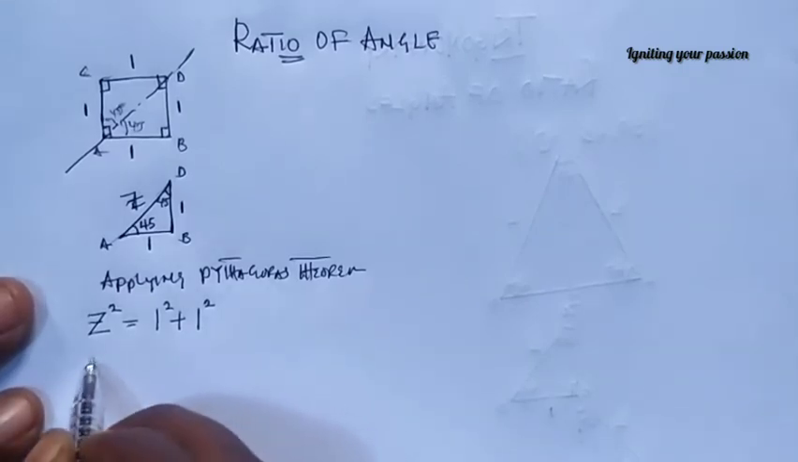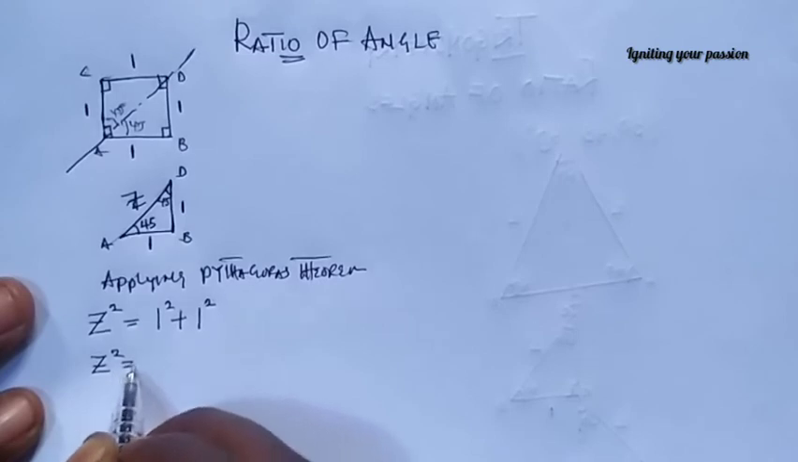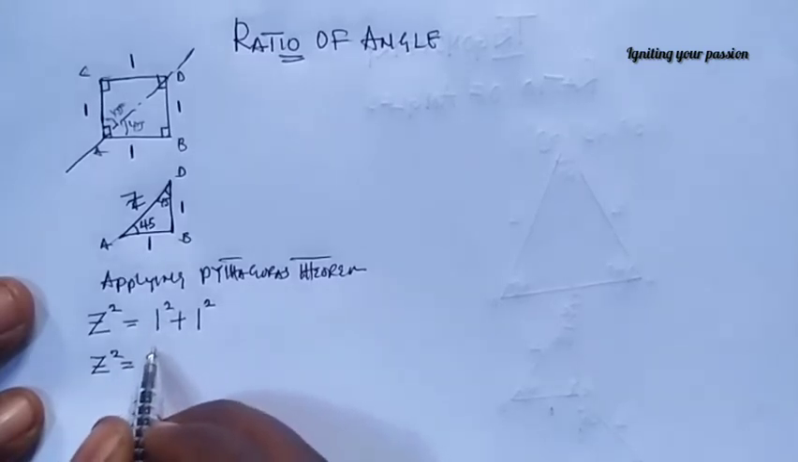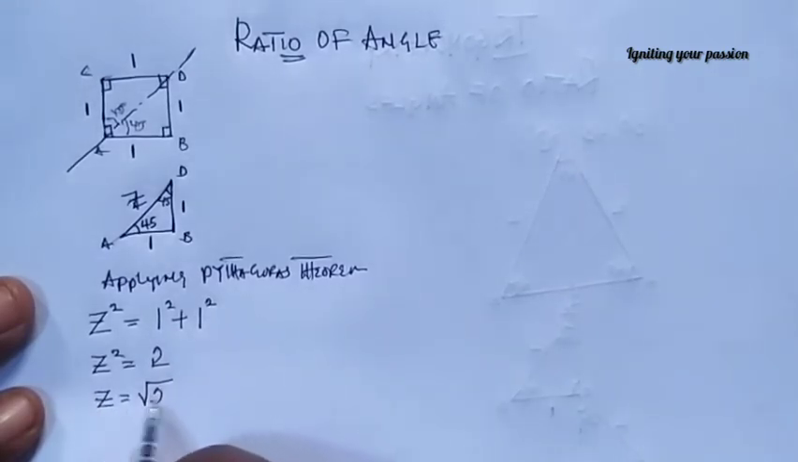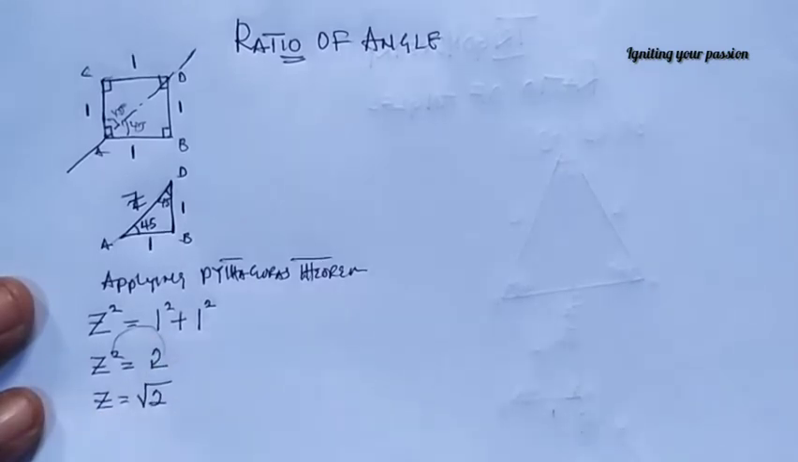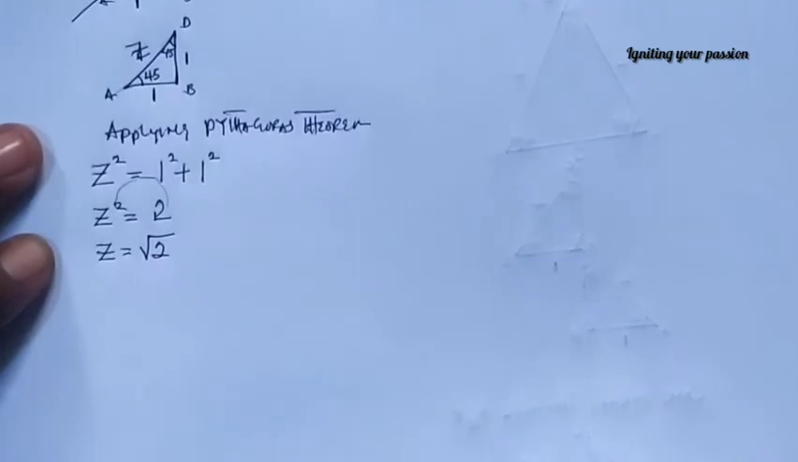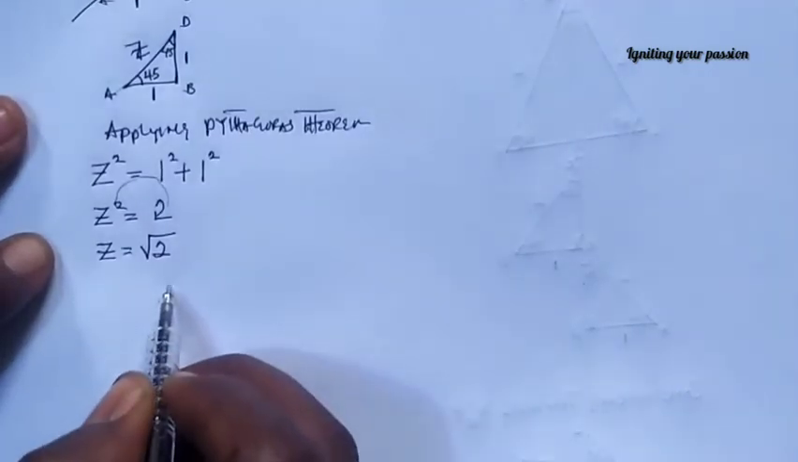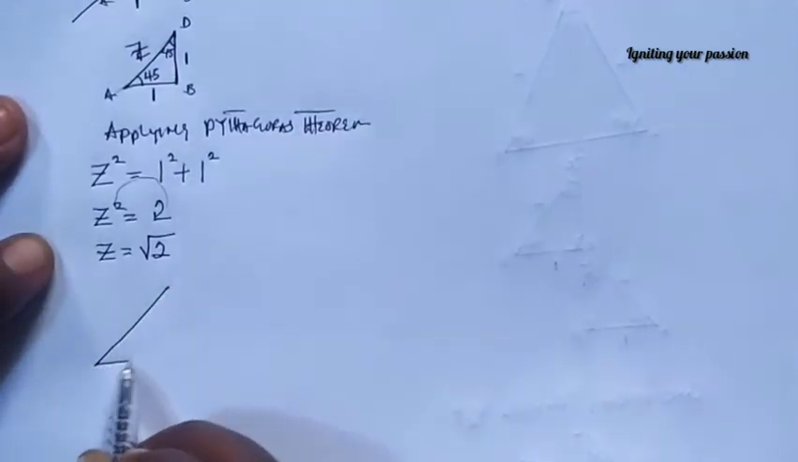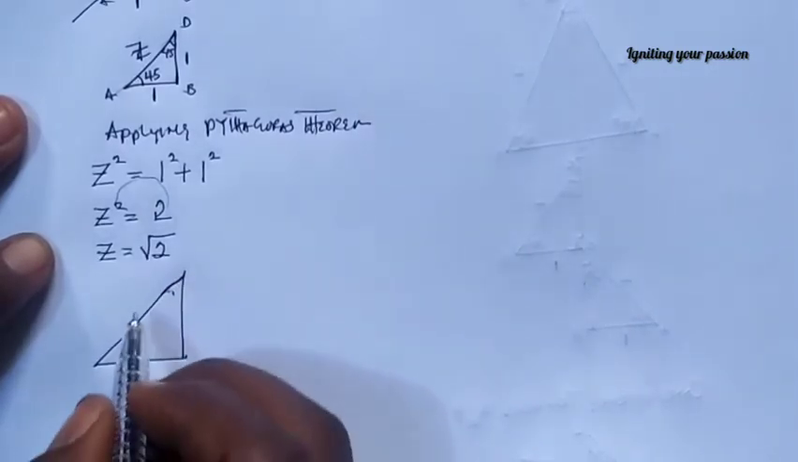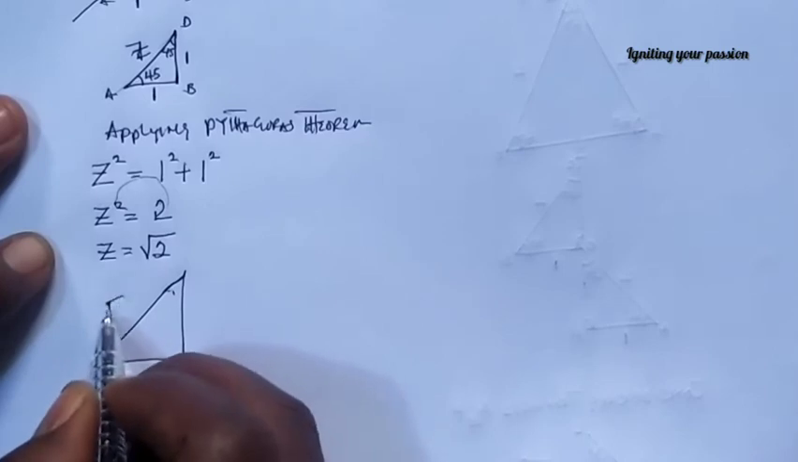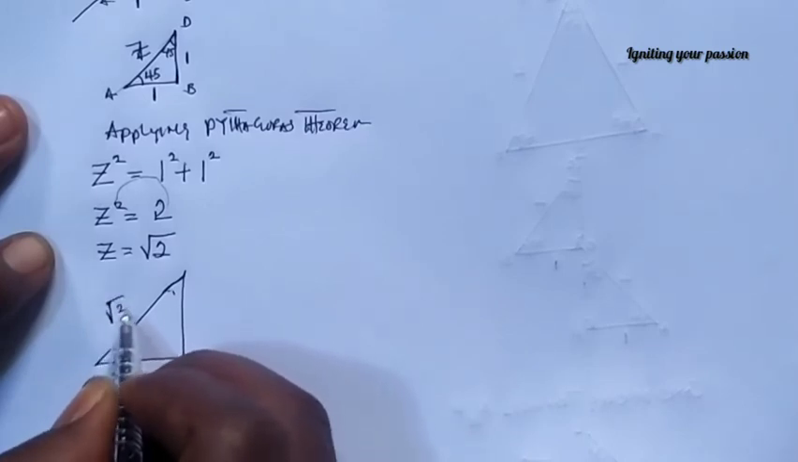Now my Z square will be equal to what? 1 square is 1, 1 square is 1, then 1 plus 1 will give you what? 2. So my Z will now be the square root of what? 2. When the square comes to this side, it becomes square root. Is that taken? So now I can easily say that my Z, if I redraw this like this, the Z here is equal to what? Root 2.